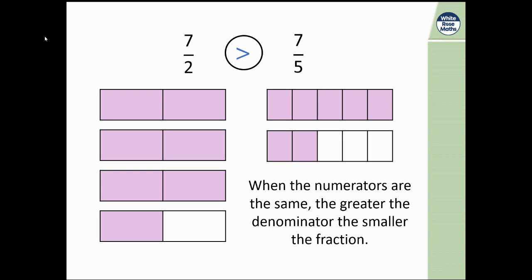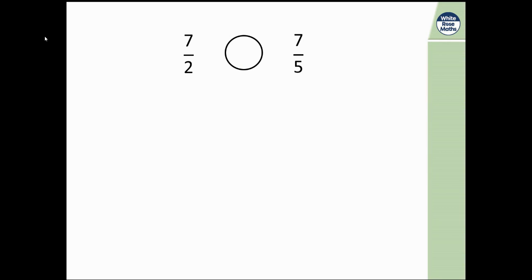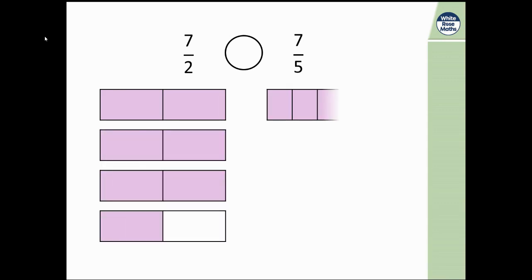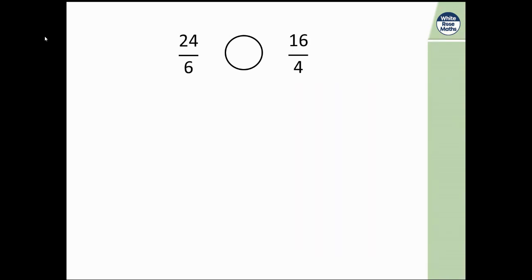Of course, it's not often we have that, do we? So when the numerators are the same, the greater the denominator, the smaller the fraction. That's a bit of a little cheat there, really. If you look at that again, even before we'd known that rule, if the numerator, the top number, is the same, and the denominator is bigger, then the fraction is smaller. Bigger denominator, smaller fraction. I like that. That's a good little cheat.